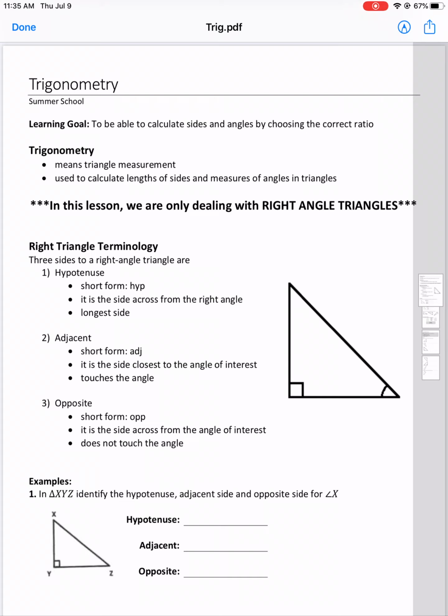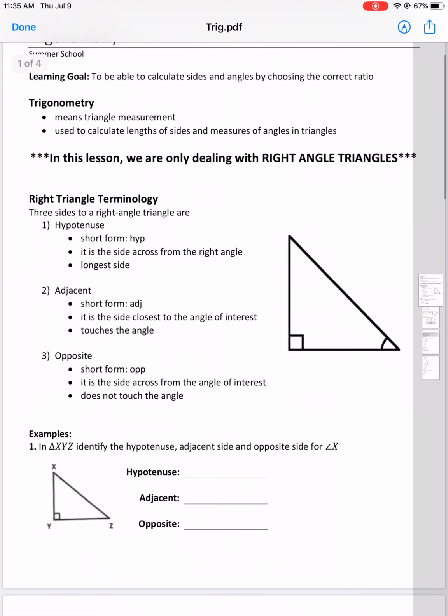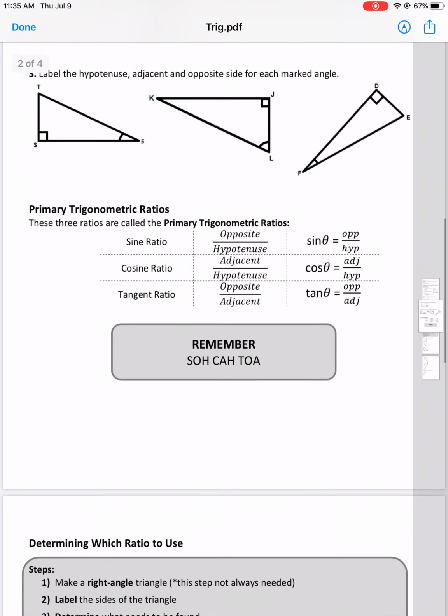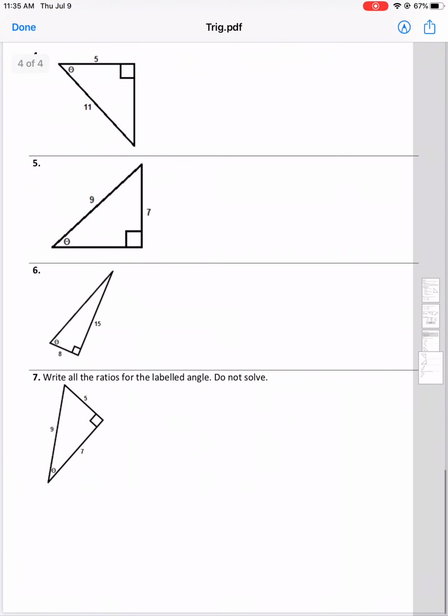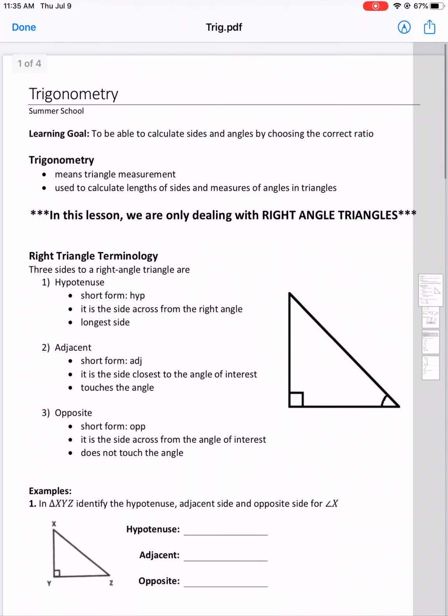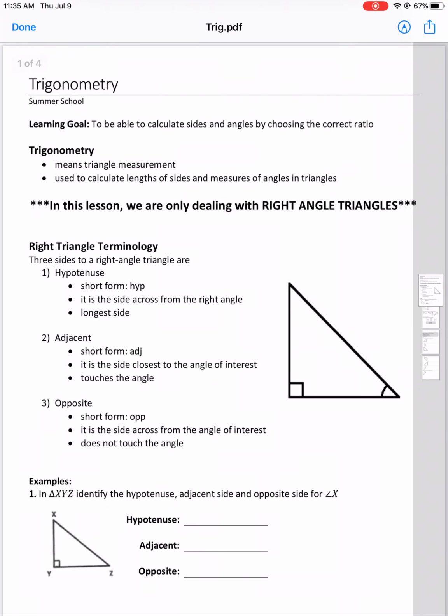Okay, so trig. Trig means triangle measurement, and it's used to calculate lengths of sides and measures of angles. The one thing that's great about this video is you can pause at any time, right? Later on, when I go through this stuff, I'm going to give a bunch of these examples, but I'm not going to do them all, just for time. Who knows? Maybe I will, actually. We'll see how I get there. And if you don't need it, you can just fast forward it, right?